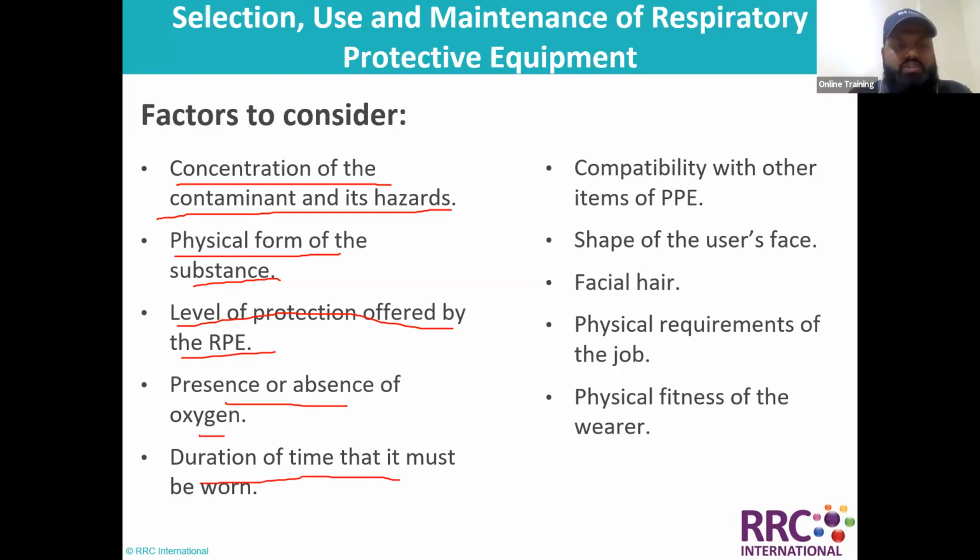Then the duration of time that it must be worn: 15 minutes, 10 minutes, 30 minutes, 45 minutes, and so on. Then compatibility with other items of PPE. If I am wearing the cylinder and the full face respirator, then what about my helmet and other PPE? Is it compatible with that, yes or no? If I'm wearing spectacles, then what about that? Shape of the user's face.